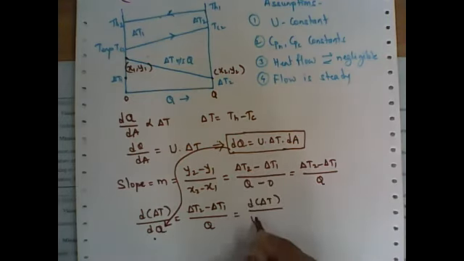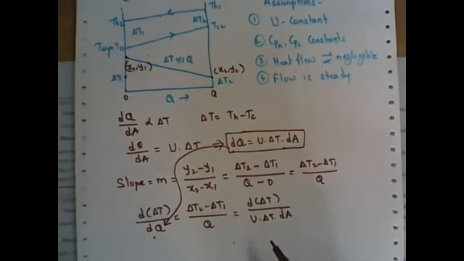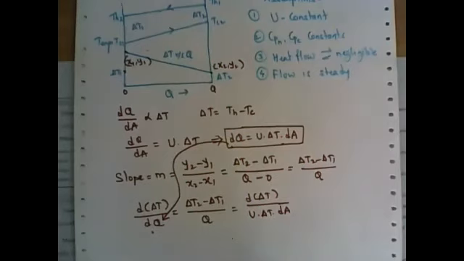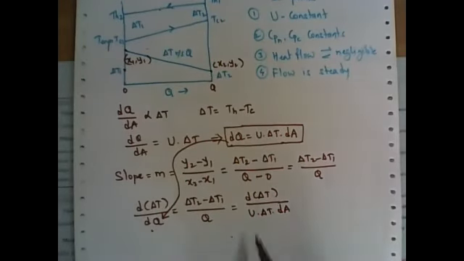So this dQ can be replaced here by U into delta t dA, right? This equation can be applied for the total heat exchanger, and that is why we must apply the integration. To apply the integration, we can separate the delta t values, that is d delta t upon delta t, and this dA can be written on the left hand side.